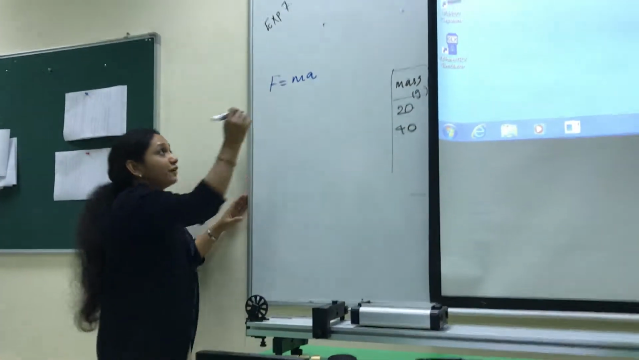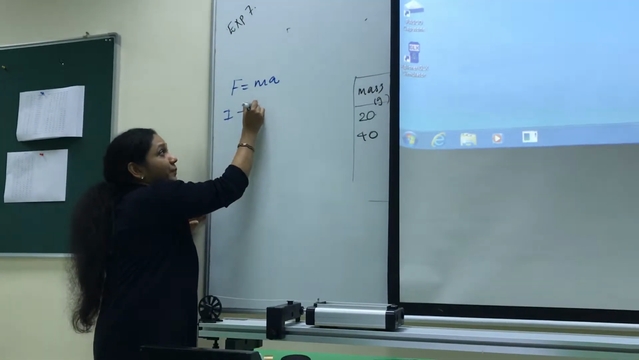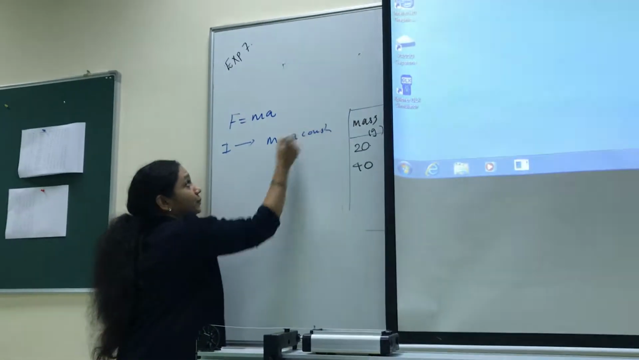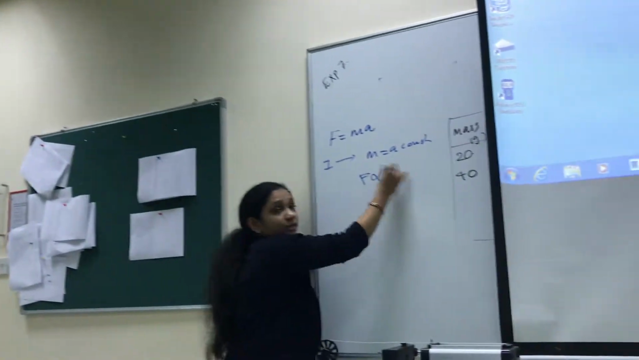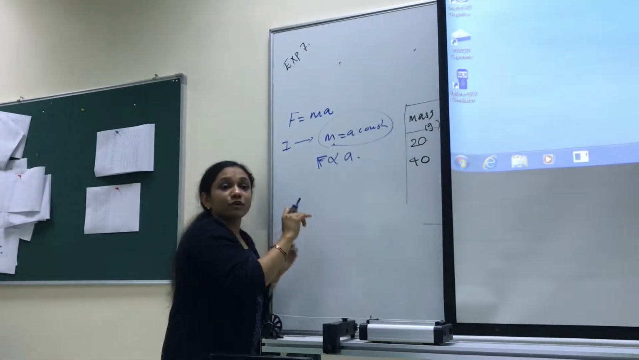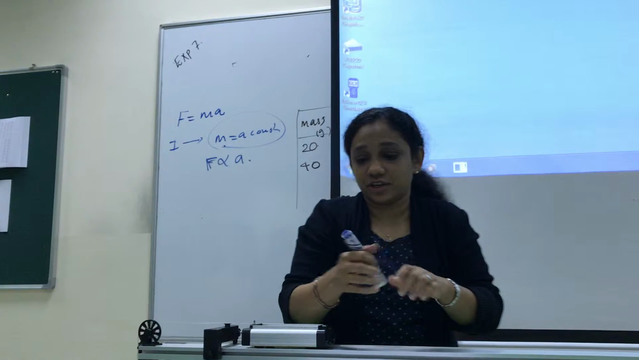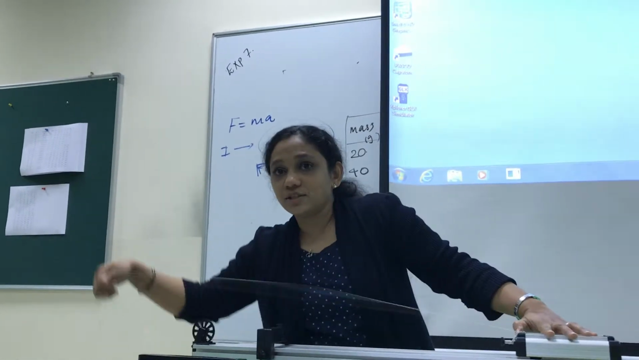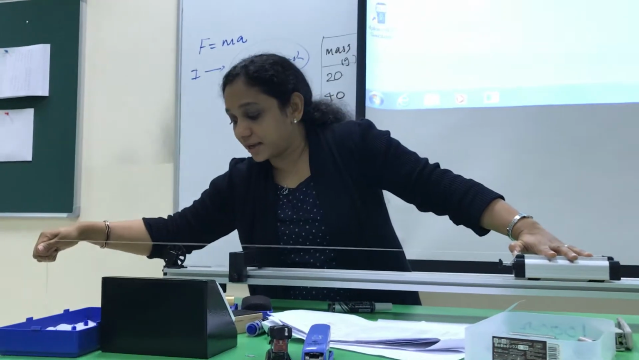In this one, in the first part, we will keep m as a constant and prove that F is directly proportional to a. Mass is a constant and we prove that force is directly proportional to acceleration. So the mass means the mass of this cart, mass of this hanging, cart plus hanging mass.